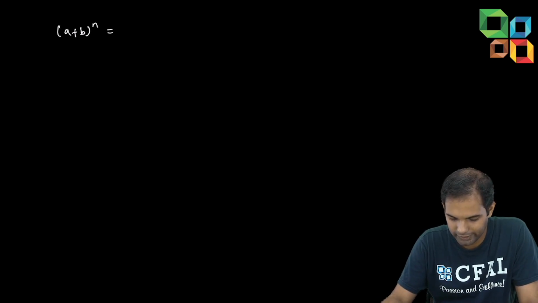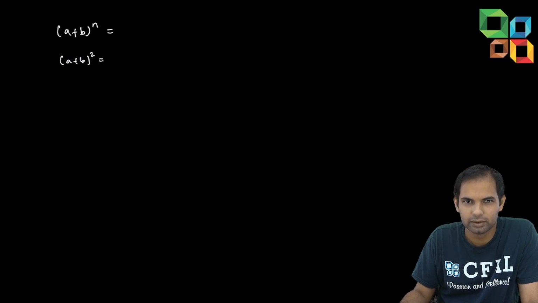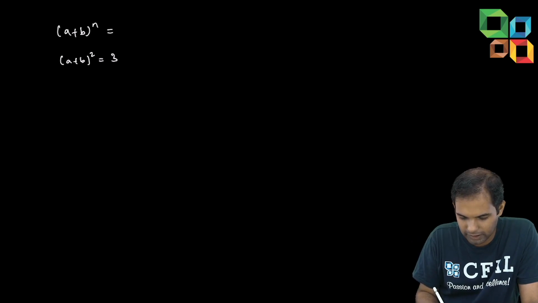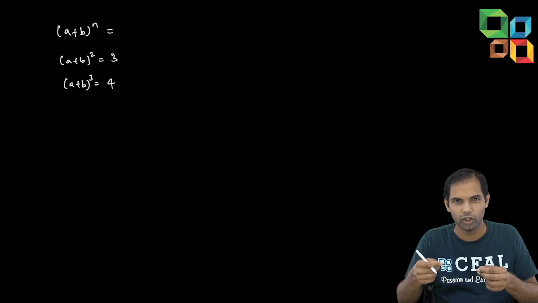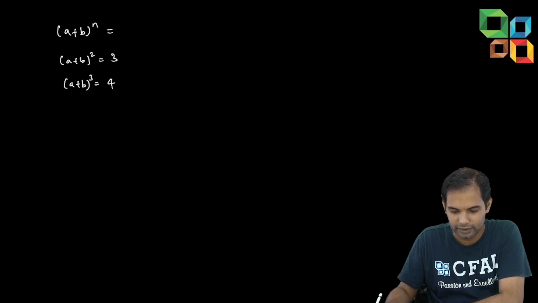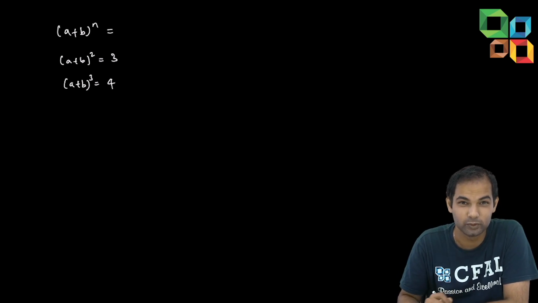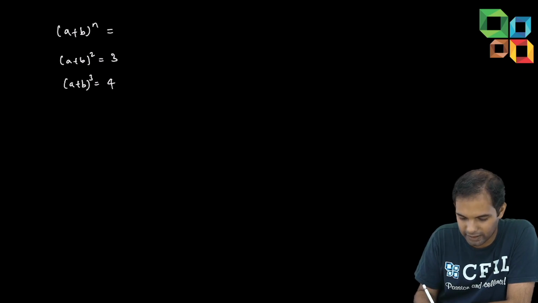Just for example, let us see (a + b)^2, what do we get? We know there are three terms: a square plus b square plus 2ab. Similarly, (a + b)^3 we'll get four terms. Just because we got 3 and 4 for the square and cube, we can assume that it will be n plus 1. But we already know the expansion, right? And just to get a trend, we are trying to figure out.